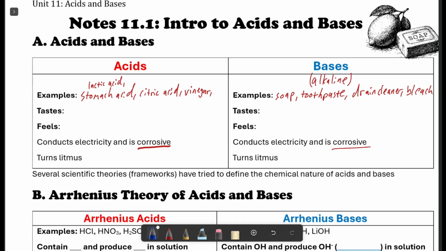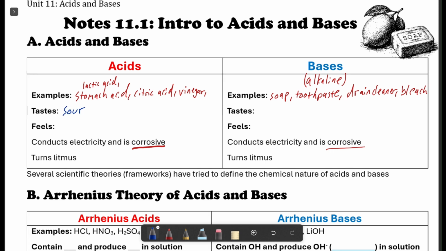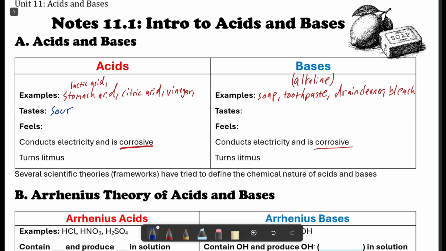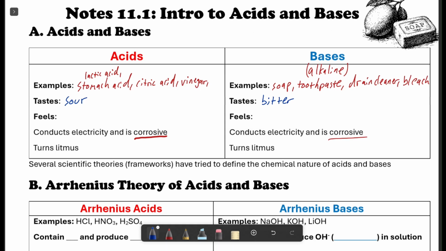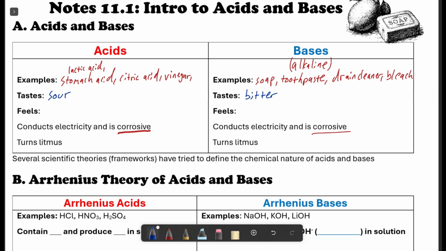Okay, acids. How do acids taste? Sour. Sour lemon. Sour apple. How do bases taste? Bitter. Bases taste bitter. Has anyone had their mouth washed out with soap because you said something bad? Oh, okay. A couple of you have. Yeah, it probably tasted bitter. That's because the principle is that if something shouldn't be coming out of your mouth, then they should put something into your mouth that shouldn't be going in. Ooh. All right.